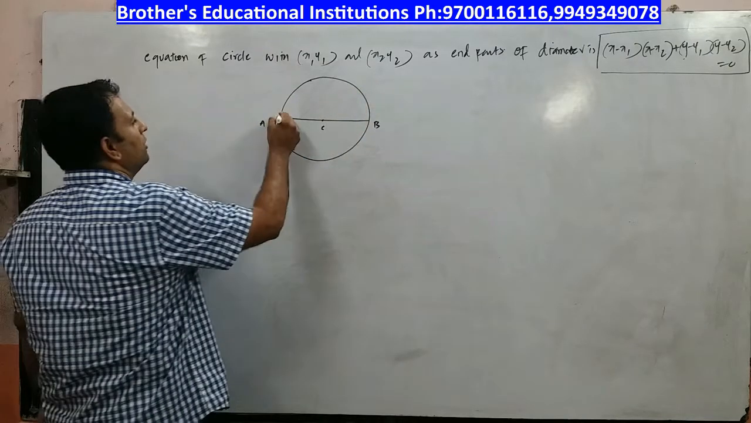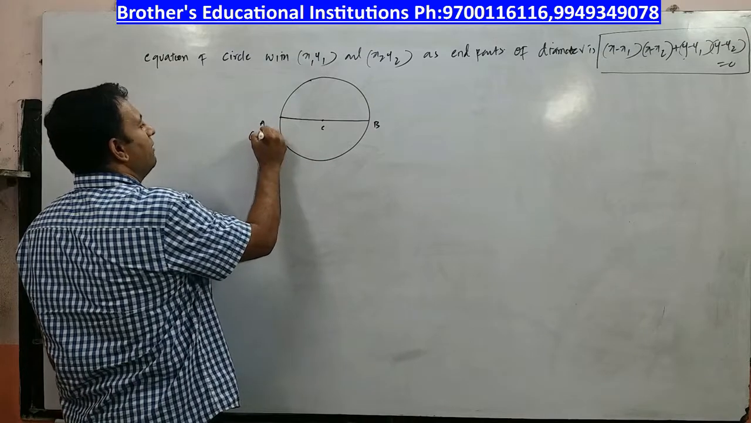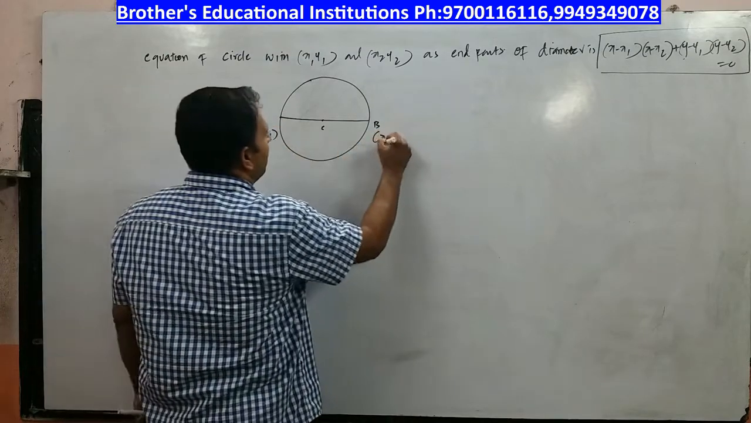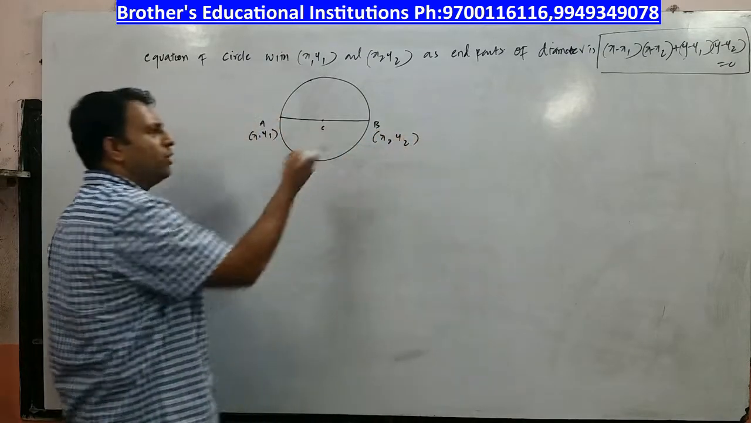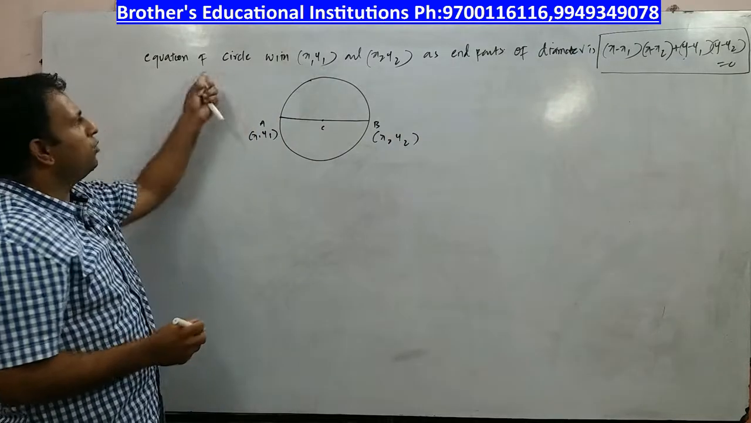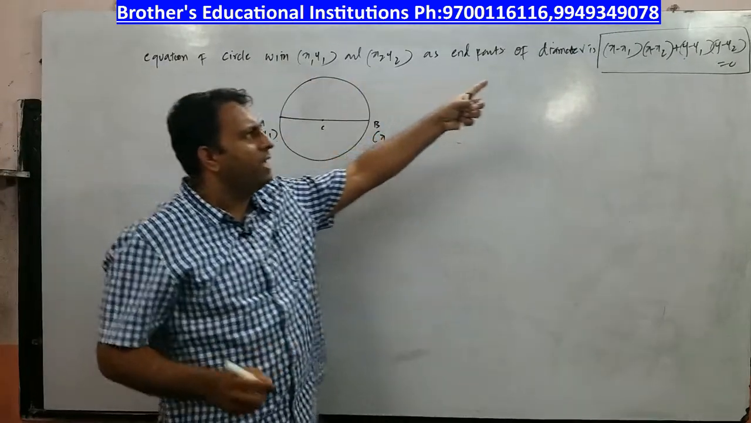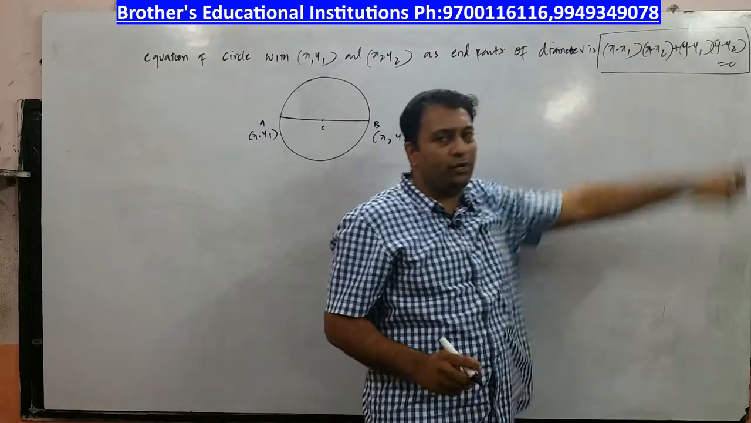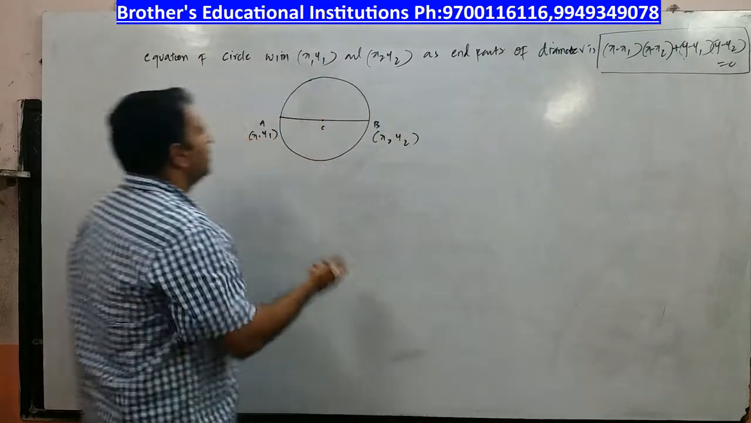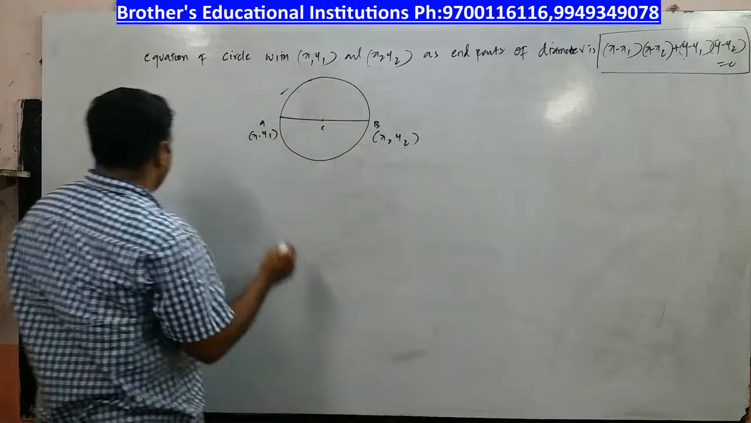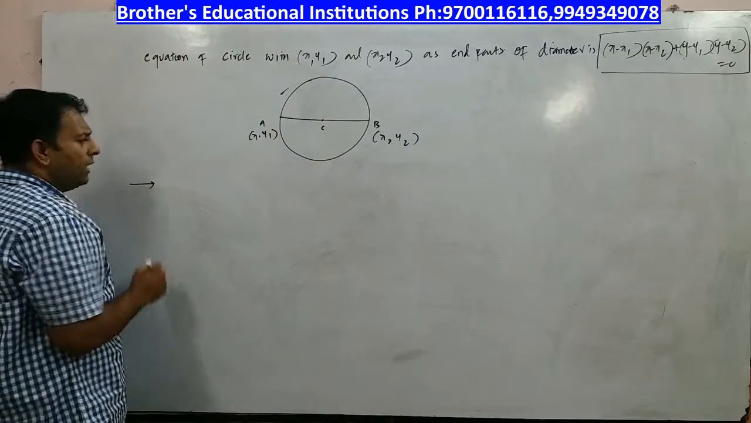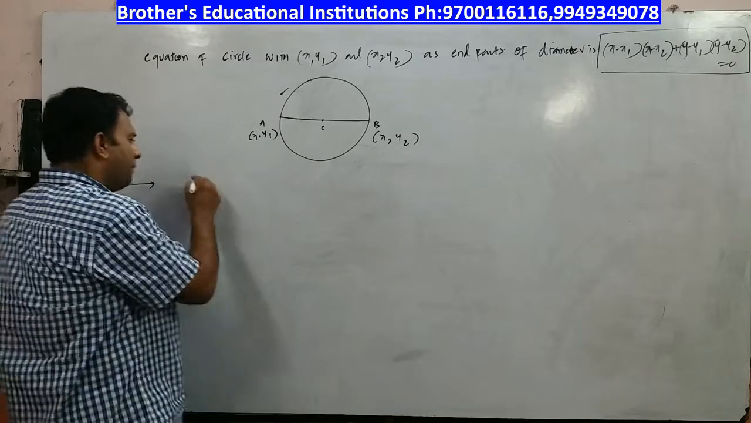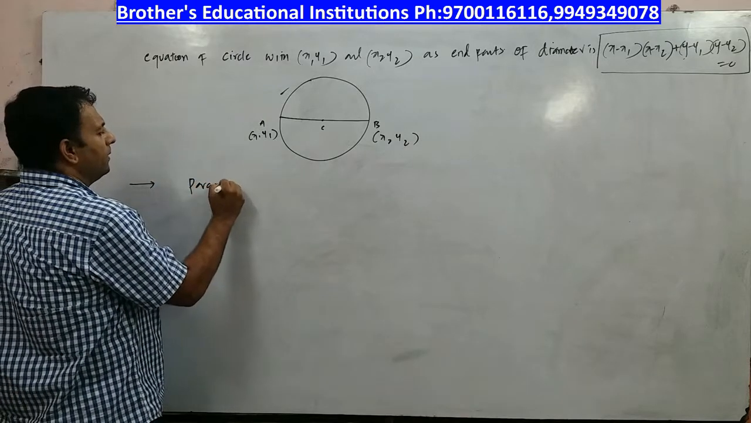Right. So if A is given as x1, y1, end point, and B is given as x2, y2, end point, these two are the end points of the diameter. Then the equation of circle will be (x minus x1) into (x minus x2) plus (y minus y1) into (y minus y2) is equal to 0. Right. So like this you can find the equation of circle. Now let us try to understand what do you mean by parametric equation of the circle.